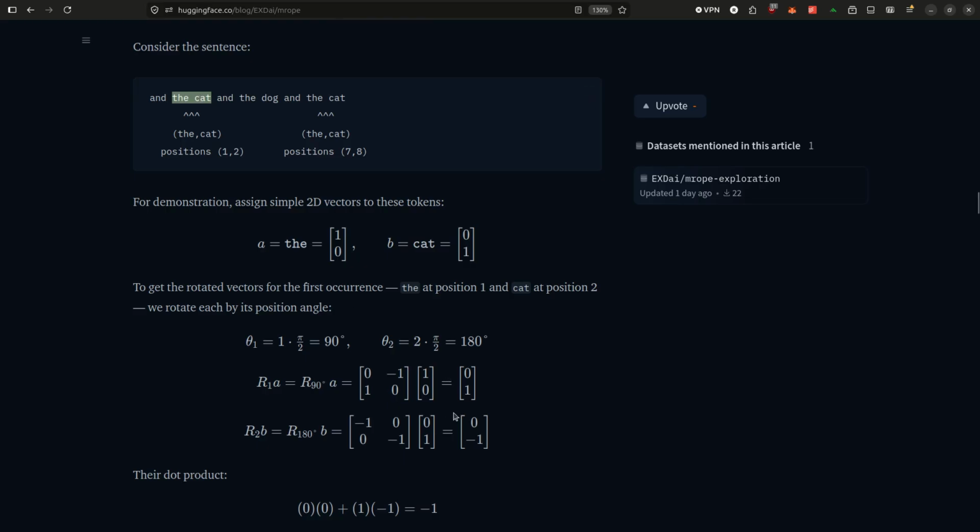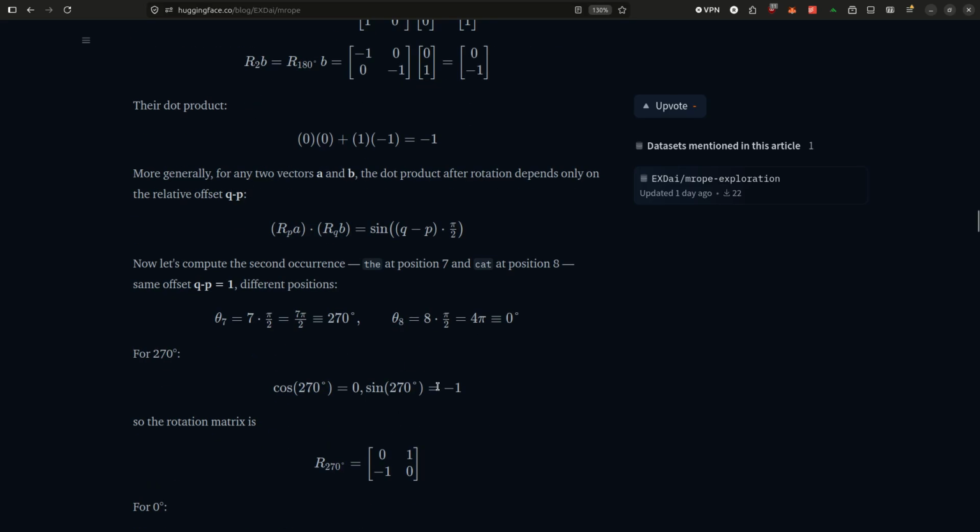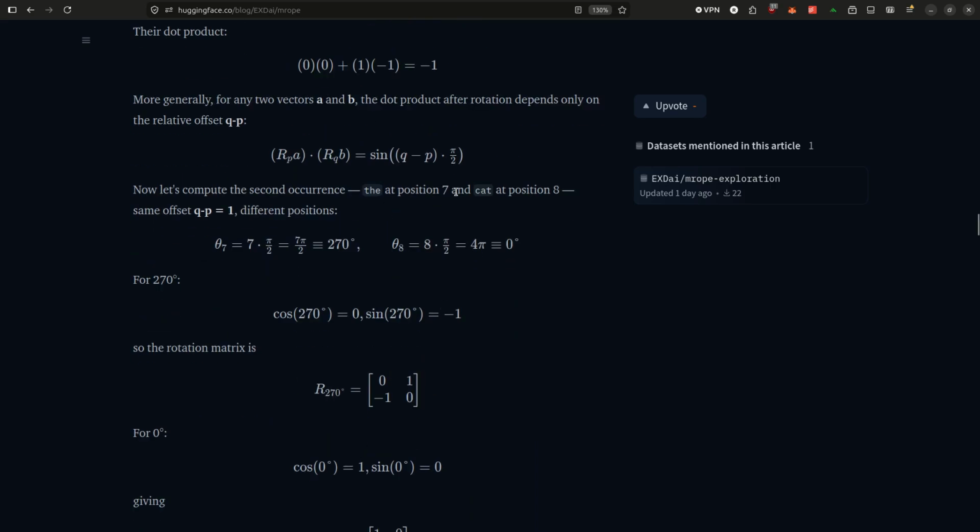Now what we need to verify is that the dot product of the positionally rotated the and the positionally rotated cat is also going to be minus 1. Let's see if that's true. So let's compute the second occurrence, at position 7. 7 times pi by 2 we just end up with 270 degrees. And 8 times pi by 2, we end up with 4 pi, which is 2 full rotations. Think about it, the first is 3 full rotations and then a bit. This is 2 full rotations.